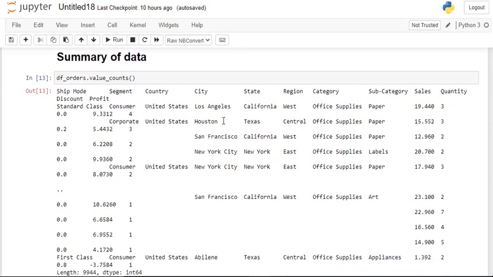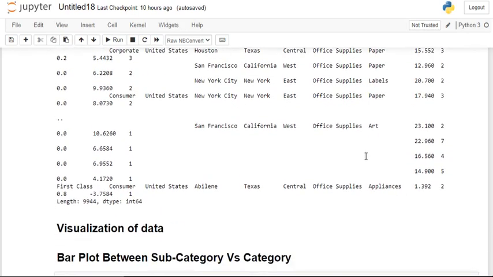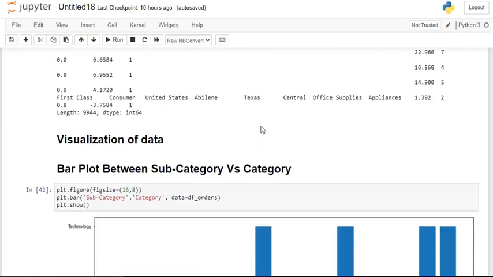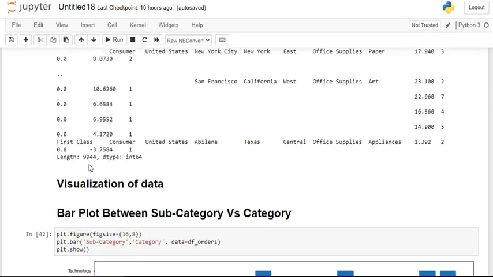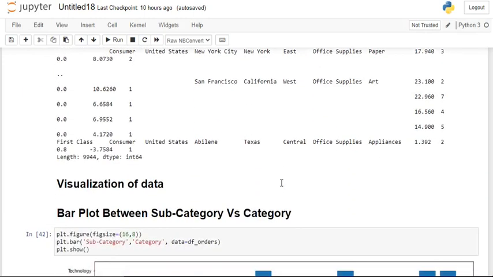Finally, it looks like whatever the different columns in the data set, the length is 9944. So all the columns are displayed. Here there is no postal code column, it has already been dropped. It displays only 11 columns. So all the data is displayed here. This is the summary of the data.